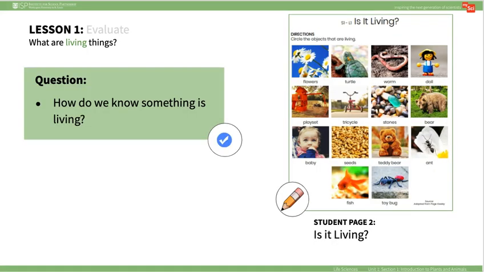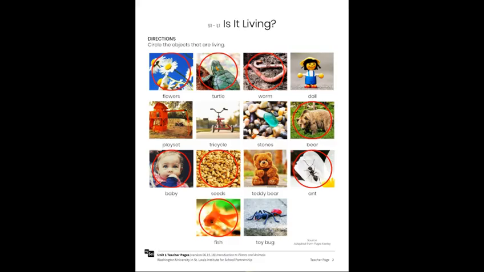In the Evaluate portion of this lesson, students will complete a formative assessment. Return to the student page from the beginning of the unit where students circled living things. At this point, students can make changes to any of their choices about what they believe is living and non-living. They can erase their circles, or mark an X over any objects that they no longer believe are living. Ask them questions about how they know their revised choices are correct.